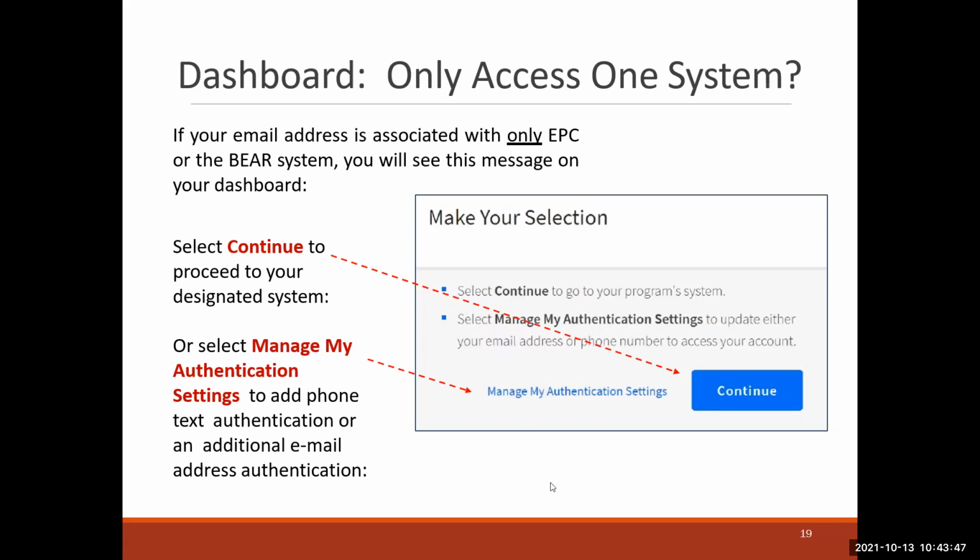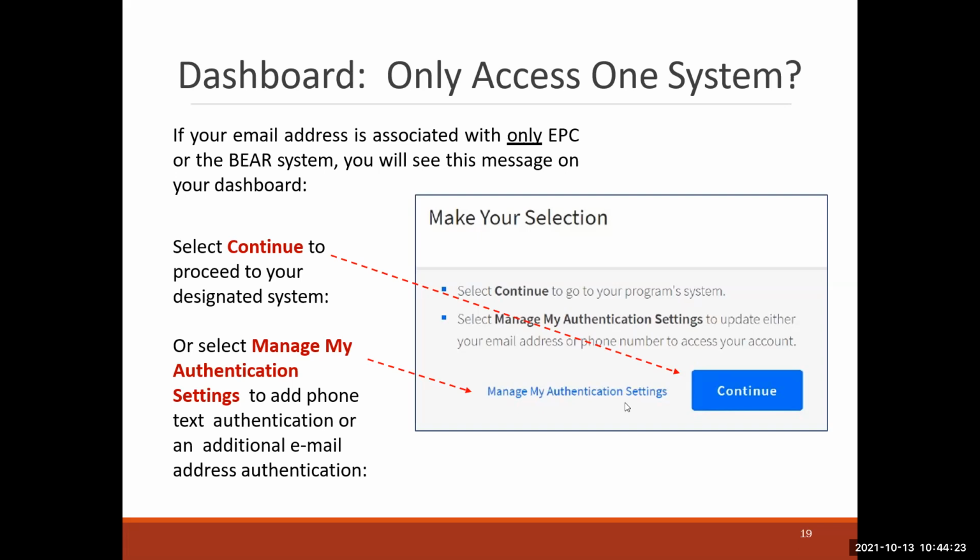If your email address is associated with only Epic or only what's called the BEAR filing system, the reimbursement system, you'll see this message. It'll say either manage my authentication settings or continue. If you want to add your text phone number as an option for your authentication, then you would select manage my authentication settings. But if you just want to go into the system, you would keep going.